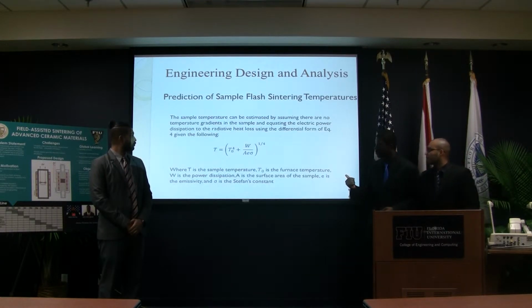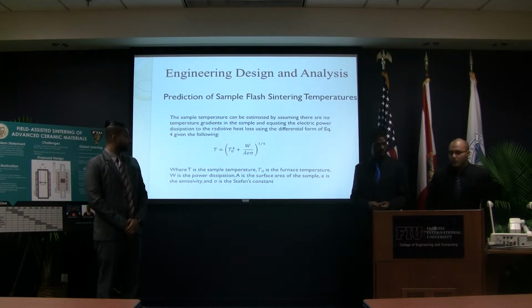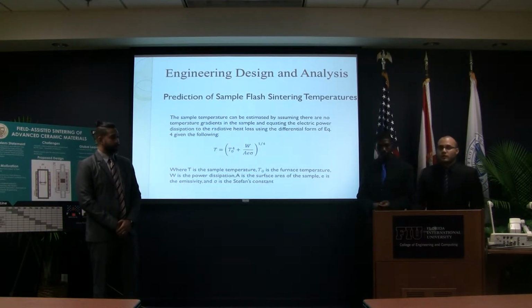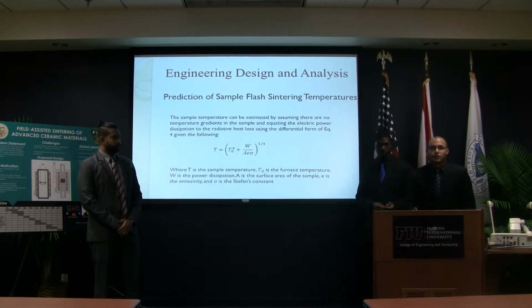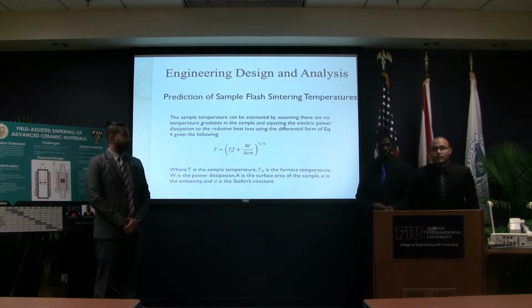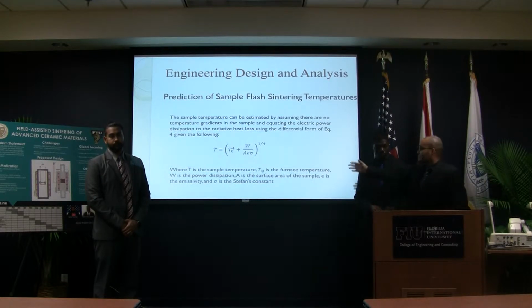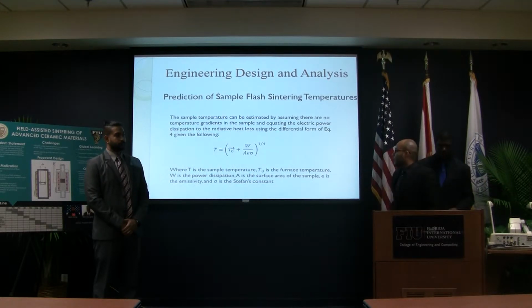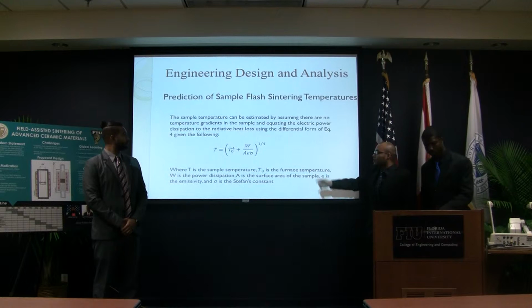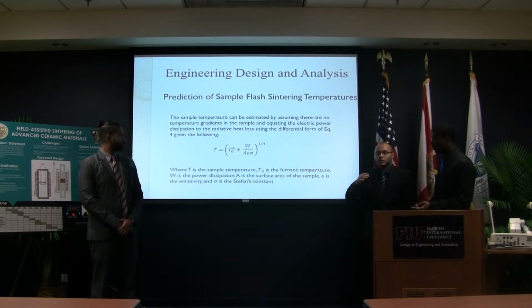This is a formula that Alejandro will explain. Okay, so it is proposed in the literature survey that flash sintering occurs because of a spike in temperature once electric current passes through the sample. There's a formula that is used to predict the temperature that the sample will reach, called the Joule heating formula. Here in the equation, T0 is our surface temperature, which will be the temperature to which the furnace is heated up.